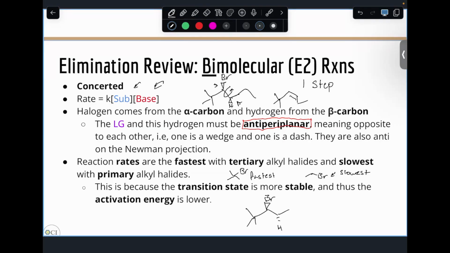If we had something like this, can that do E2 as is? Yes, it can because they're opposite. So I've formed something like this. Does the anti-periplanar make sense? They have to be opposite each other. And then reaction rates are faster with tertiary alkyl halides, which I drew right here, and they're slowest with primary alkyl halides, like that. And that's because the transition state is more stable with a tertiary.